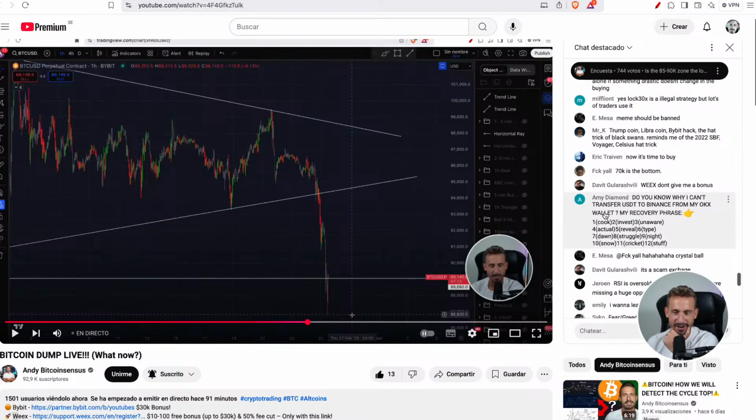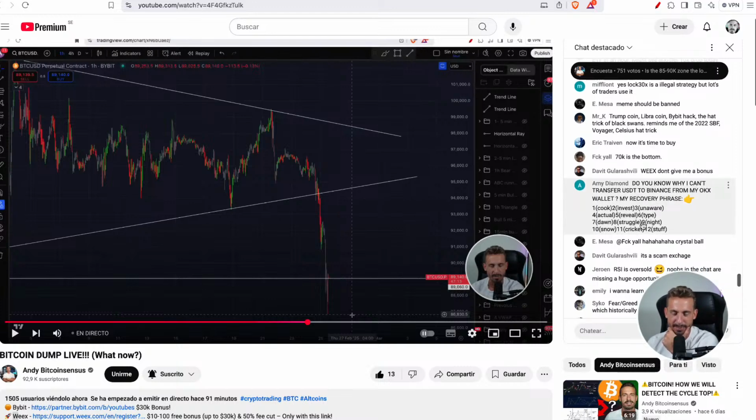Do you know why I can't transfer USDT to Binance from my OKX wallet? I mean, first of all, I'm not sure if OKX has a wallet. It's an exchange, so they wouldn't have a recovery phrase. But they might have a wallet. I'm totally unaware of that. But, oh man, these guys, they never give up. Some people might fall for this crap, but be careful.